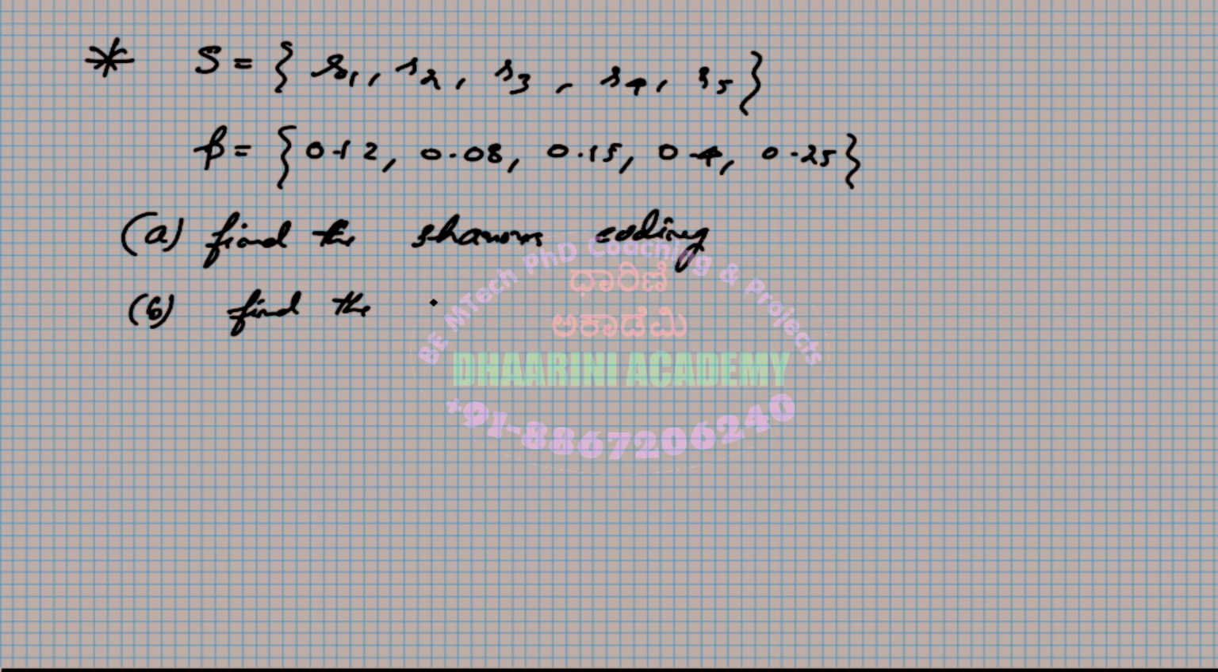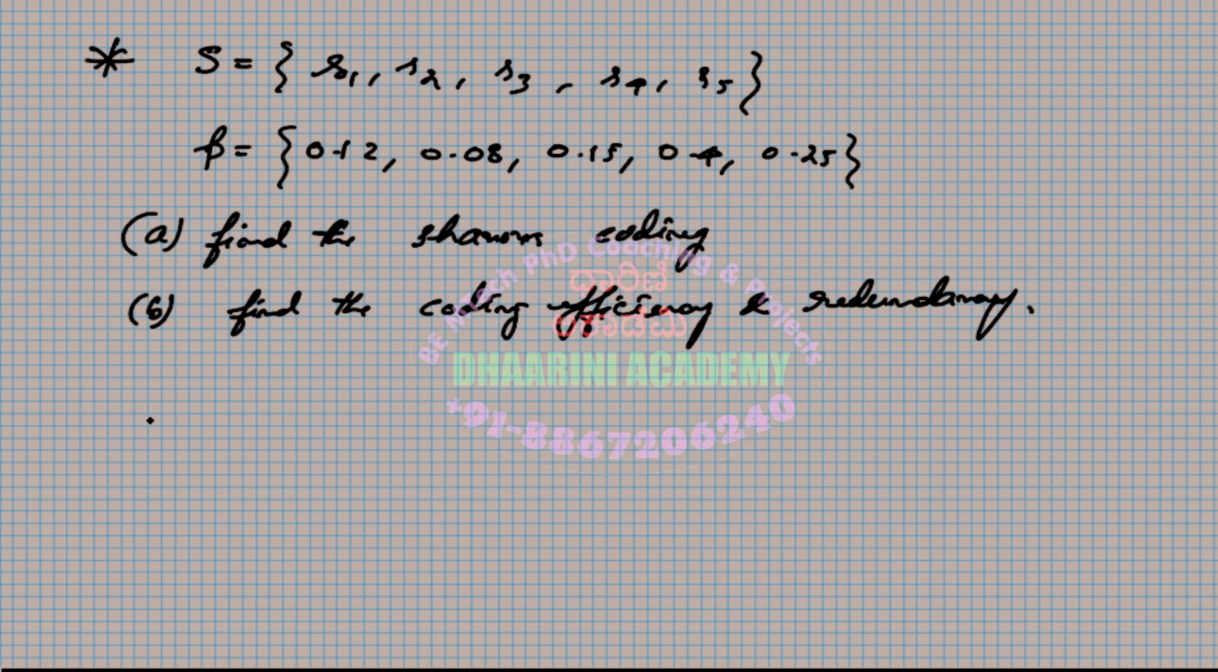So in this case, they are asking us to find the first part of the question: find the Shannon's coding for this given data. And part B of the question is to find the coding efficiency and the redundancy, right? That's an added part. So S and P are given, right? Directly we'll start solving the problem.